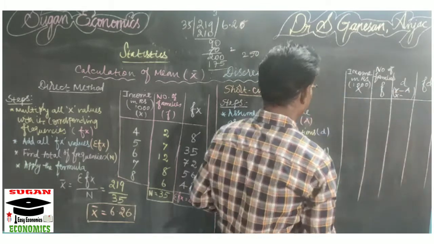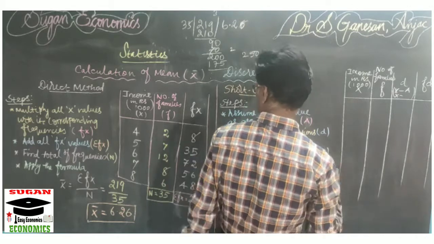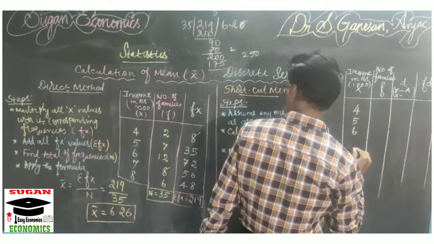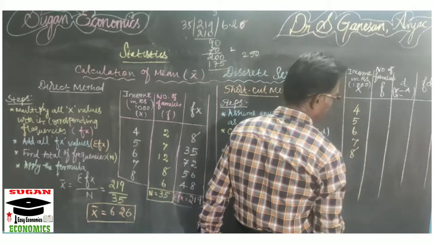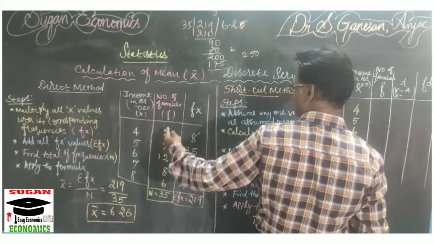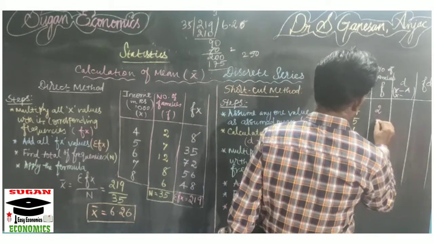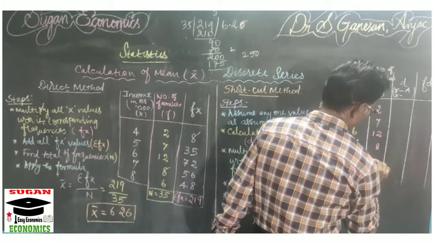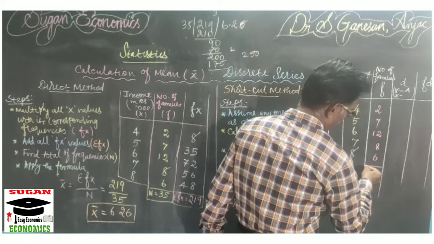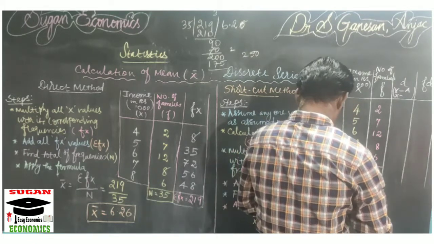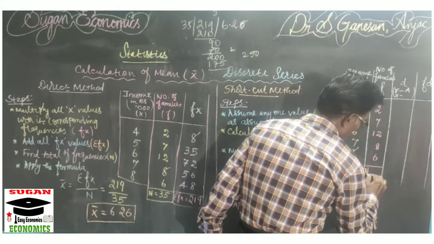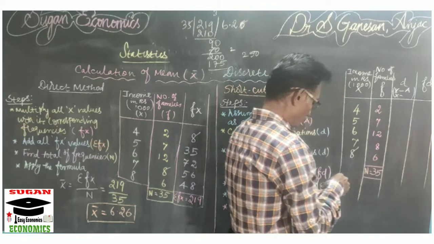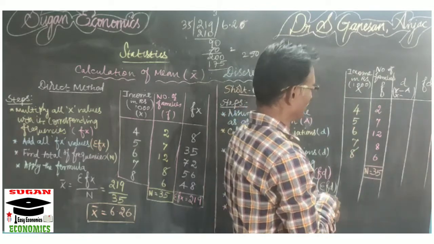Okay, now you can enter the values. The x values are 4, 5, 6, 7 and 8, and you can write the frequency values. The frequencies are equal to 2, 7, 12, 8, 6. So now you take the total of frequency, it is equal to n. So n equal to 35.